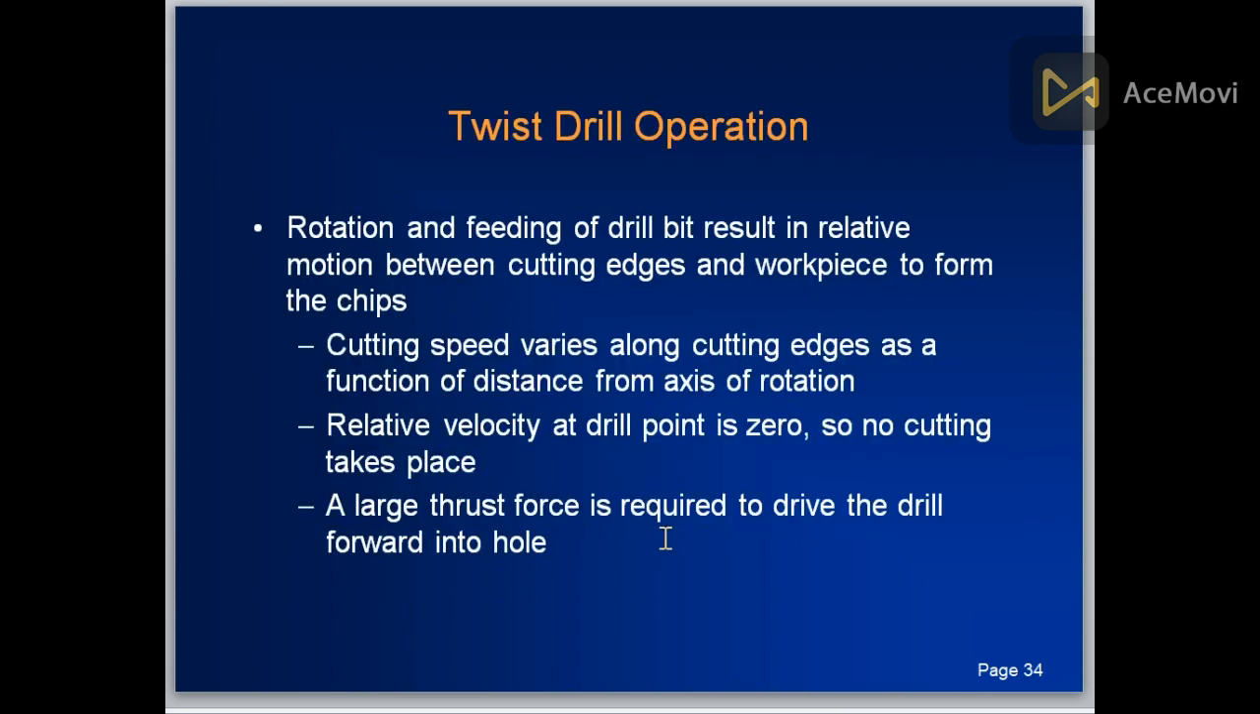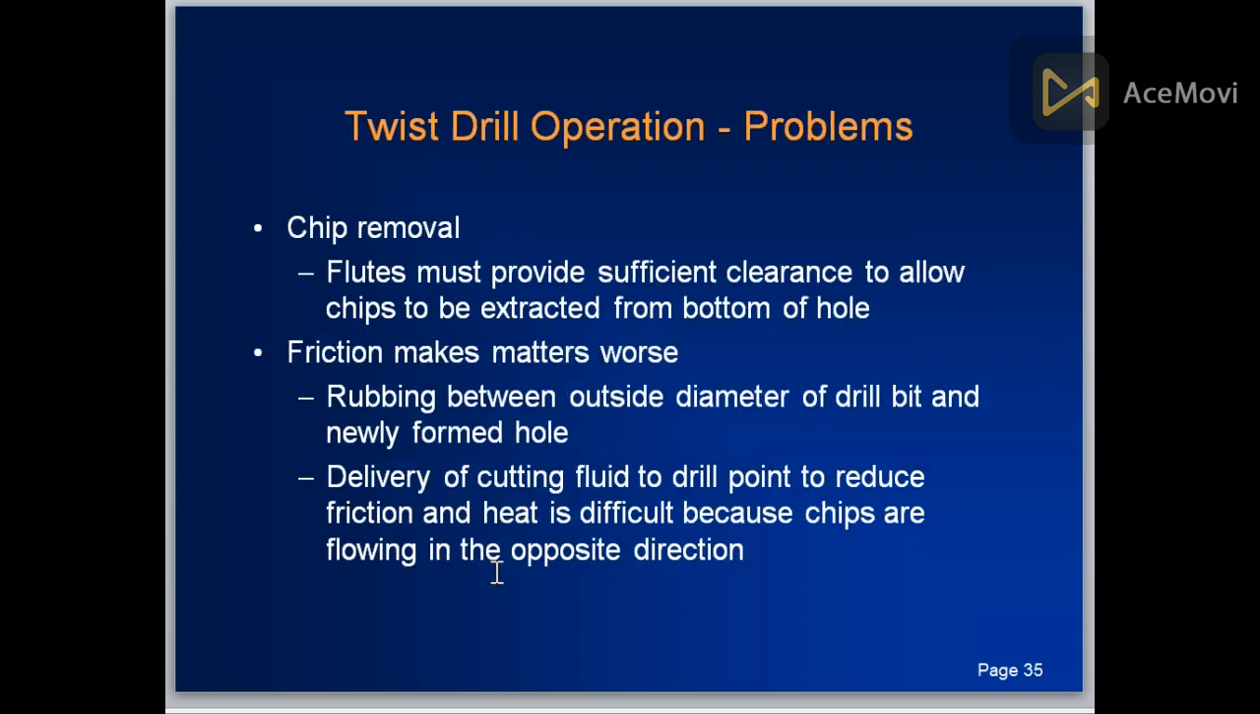Twist drill operations. Rotation and feeding of the drill bit results in relative motion between the cutting edges and the workpiece to form the chips. Cutting speed varies along the cutting edge as a function of distance from the axis of rotation. Relative velocity at the drill point is zero, so no cutting takes place. A large thrust force is required to drive the drill forward into the hole.